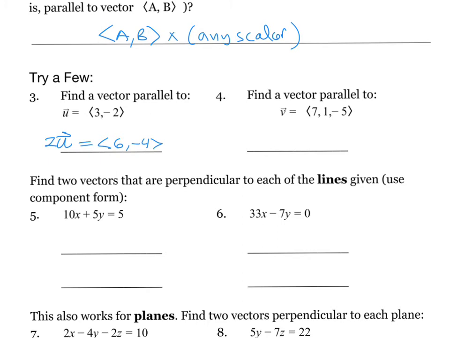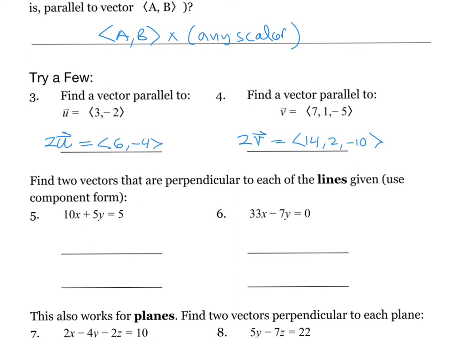Right? Another example. Find a vector parallel. Now we're going up to 3 dimensions. Vector v is 7, 1, negative 5. So it's perfectly reasonable. We just use similar technique. Let's try it again. Same idea. 2 times vector v will be those components multiplied by 2. So we'd have 14, comma 2, comma negative 10. So there's a second vector parallel. And I could choose negative numbers, and I could do negative 2, would work just as well.